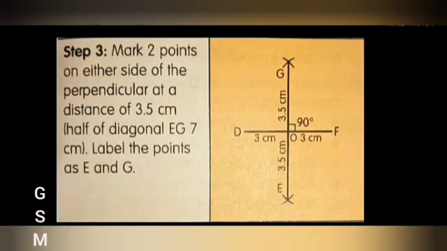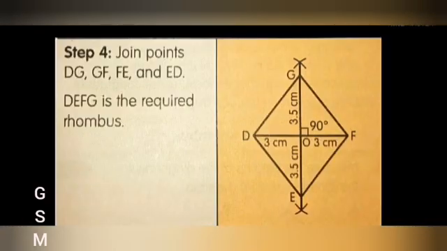Step 3. Mark 2 points on either side of the perpendicular at a distance of 3.5 cm, half of the diagonal EG 7 cm. Label the points as E and G. Step 4. Join points DG, GF, FE and ED. DEFG is the required rhombus.